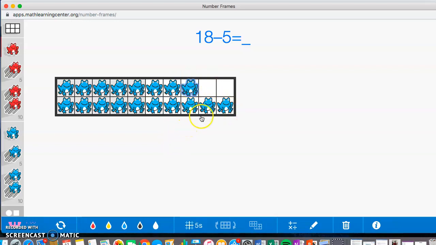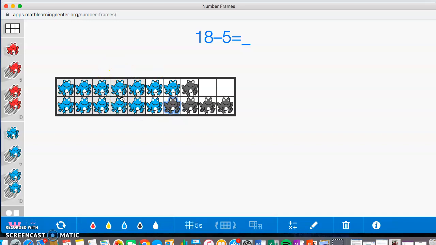So what we're going to do is we're going to take away 5. So we're going to change the color of the frogs to black. And when we take away 5, we have 1, 2, 3, 4, 5. Then the answer to this problem is going to be all of the blue frogs.